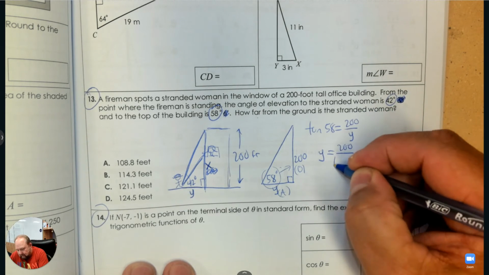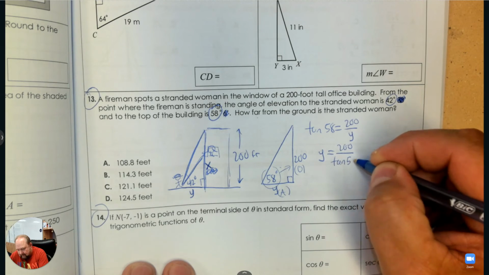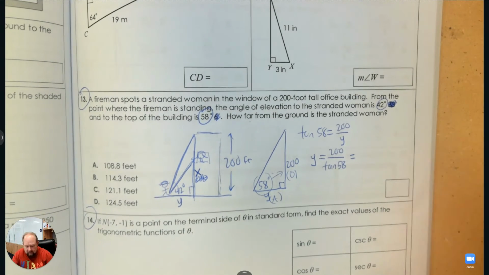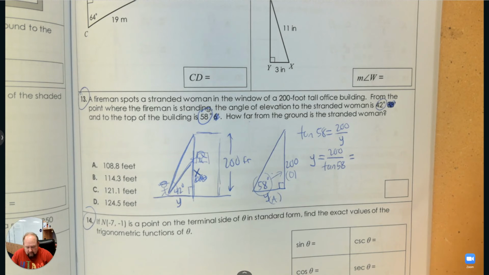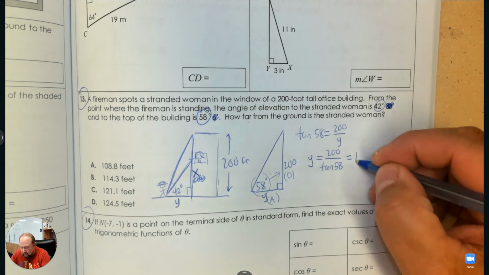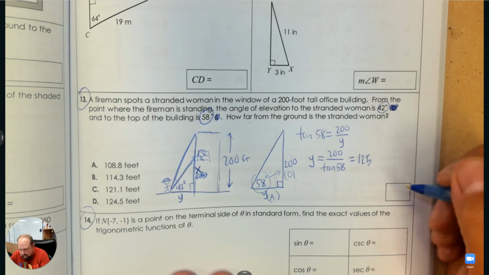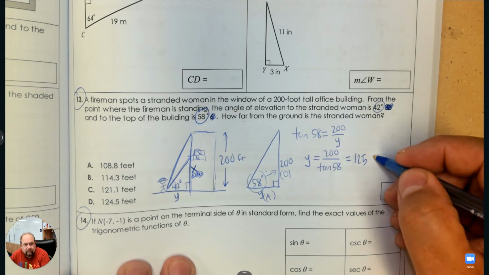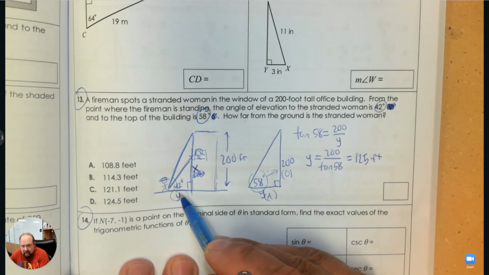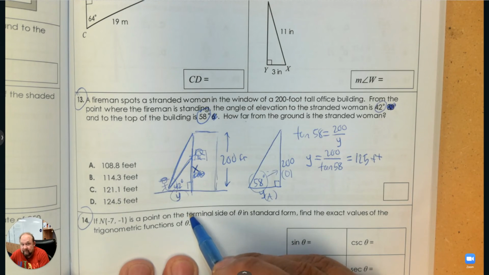So I'm going to go 200 divided by tangent 58. I'm going to type that in my calculator and get an answer. You can use Desmos, or if you don't have a calculator at home, just wait. And so I'm going to round it to about 125. So now I know this right here is 125.